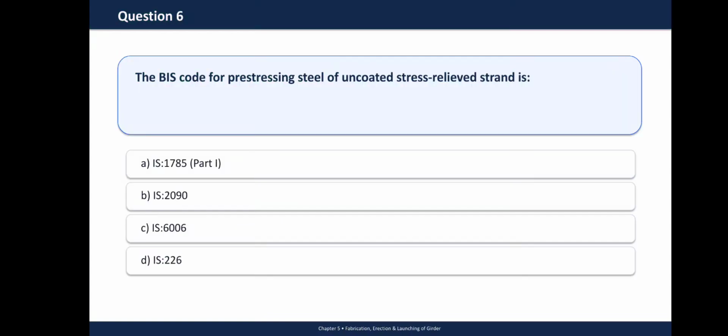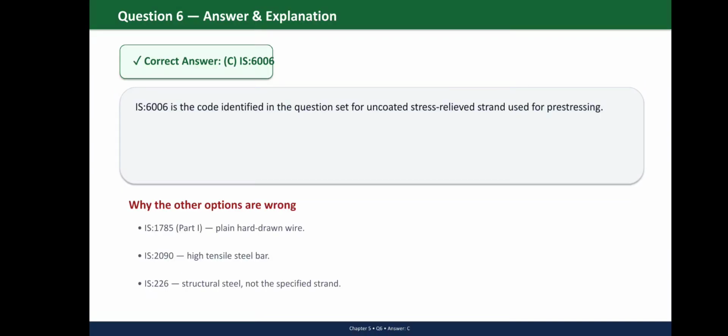Question 6. The BIS code for prestressing steel of uncoated stress relieved strand is options: A. IS 1785 Part 1, B. IS 2090, C. IS 6006, D. IS 226. Correct answer is C. IS 6006. Explanation. IS 6006 covers specifications for uncoated stress relieved strand used for prestressing structures.